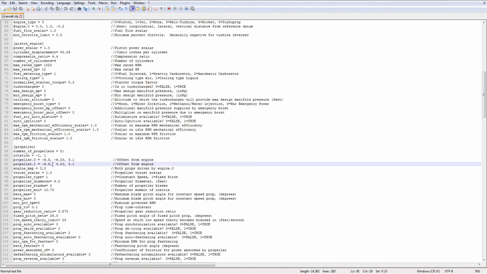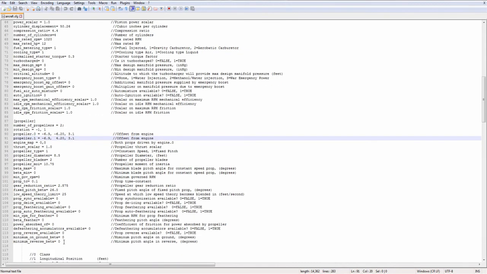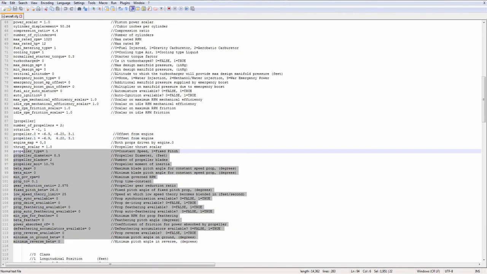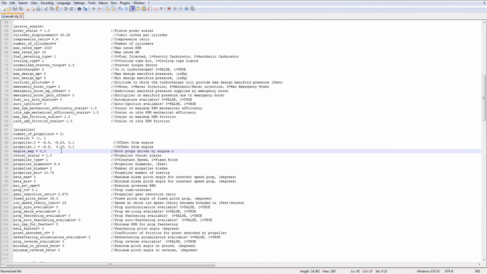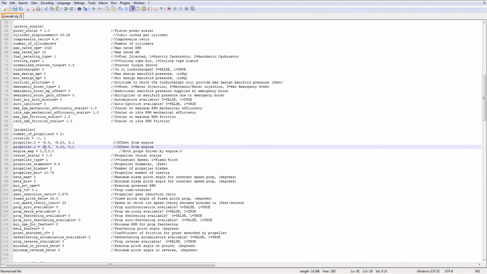The second propeller is pretty much the same, except it's only 4.2 feet right of the engine. So that's prop 0 and prop 1. The parameters you specify get carried over for each prop. Now, the engine map, this lets you specify which engines power which prop. So your normal engine map looks like this. This is a normal engine map. However, with the propeller engine map, that corresponds to the number of propellers, not the number of engines.